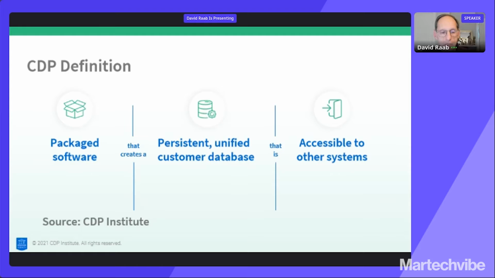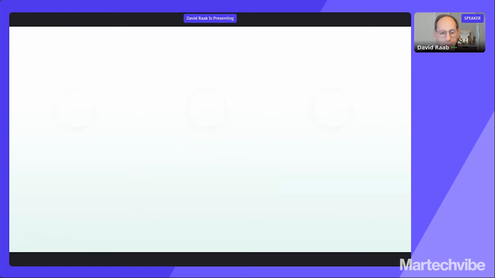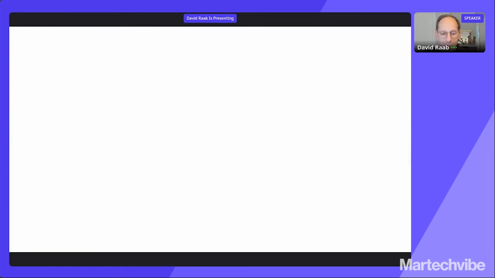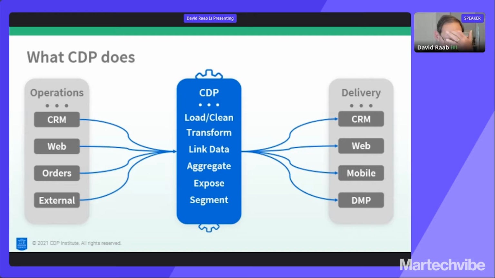Formal definition of CDP: packaged software that builds a persistent, unified customer database that's accessible to other systems. Okay, that's a nice, good, formal definition. It means a lot. We could spend the next 20 minutes just talking through that actual definition, but we don't have 20 minutes to spare, so just remember again, CDPs build profiles. We'll go just a little deeper here. What does a CDP really do?